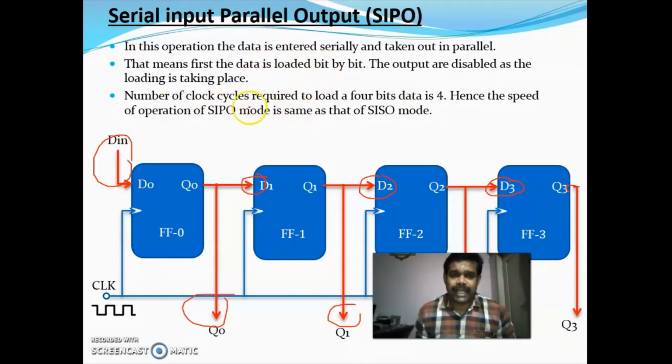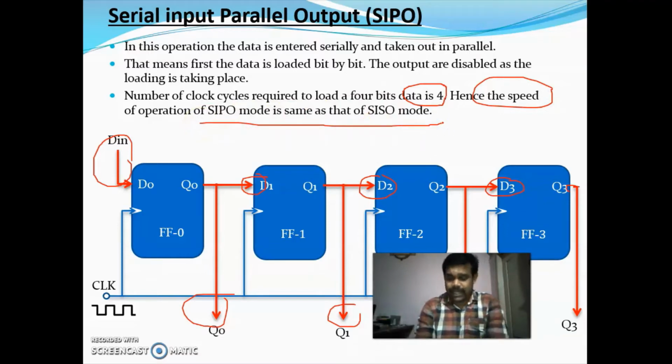The number of cycles required to load the 4 bits is 4 clock pulses. So the speed of operation of serial in parallel out mode is the same as serial in serial out mode, but the output you can get after 4 clock pulses. But in the case of serial in, serial out, you need 4 more clock pulses to get the output.